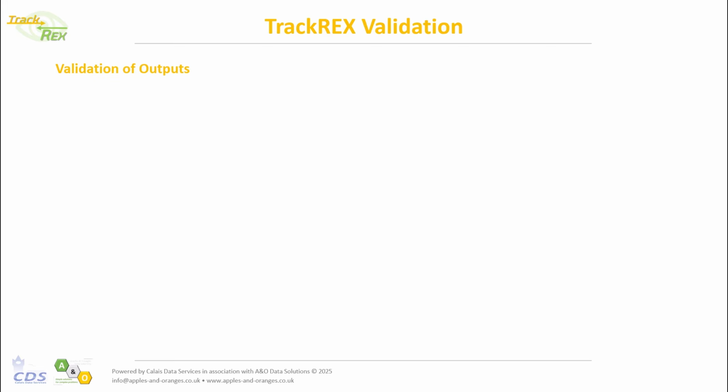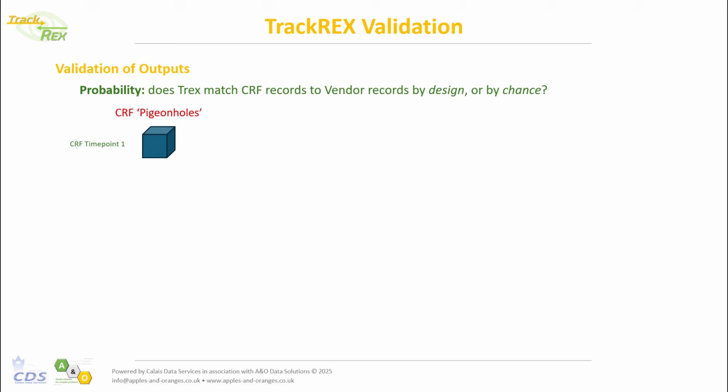Let's take this notion a step further and discuss probability. Does TrackREX match CRF records to vendor records by design or by chance? We will look at a study with just a single time point. Of course, the key principle of reconciliation is to match CRF attributes to those of the vendor record. Here we'll consider the CRF time point to be a pigeonhole, and the vendor record to be a pigeon. If the pigeon is unable to see, it would still enter the correct pigeonhole, because one pigeonhole for one pigeon is a 1 out of 1 probability, a certainty.